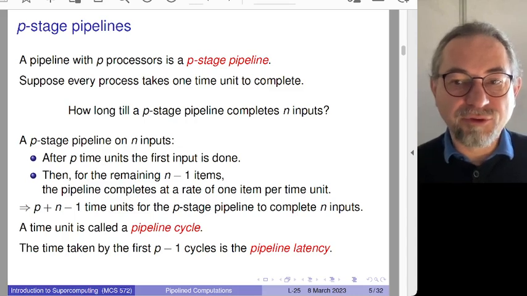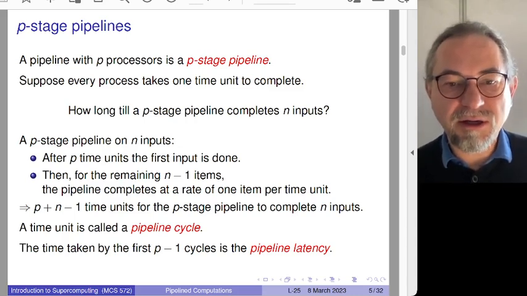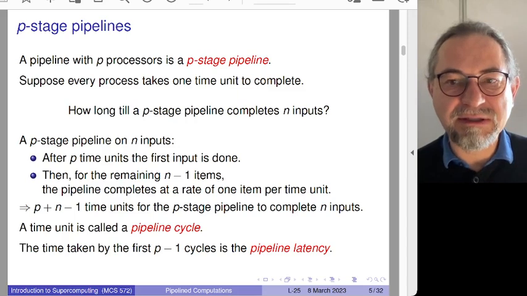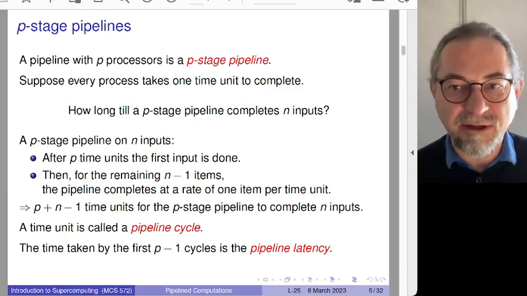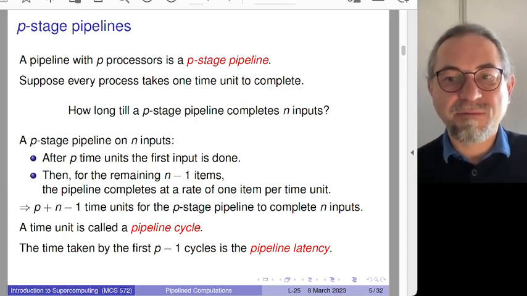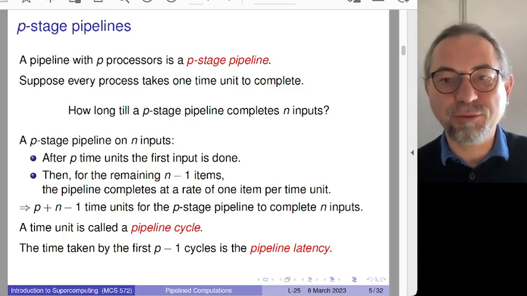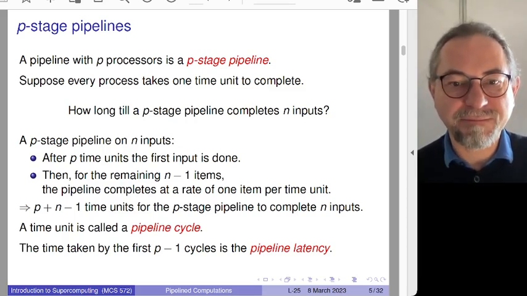A time unit is also called a pipeline cycle. There is the pipeline latency. That is the time it takes, the waiting time, for the pipeline to be fully productive, to run fully in parallel.